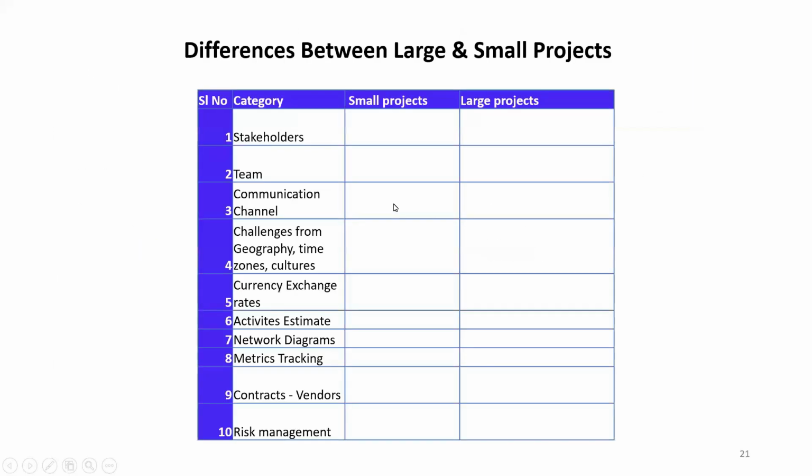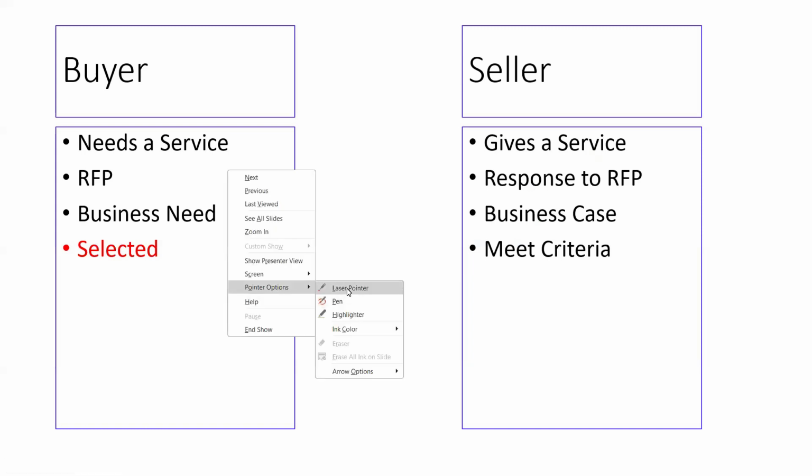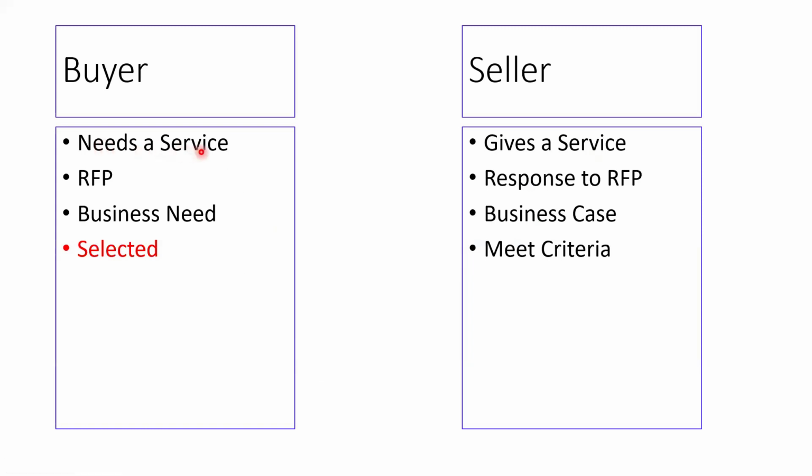So now consider two parties. One is the buyer and one is the seller. Let's go ahead and see. Let's say the buyer needs a service. Now to get the service done, he or she prepares an RFP, request for proposal, and then submits this. That's the business need for this to be done. Once the RFP is out, the sellers who provide the services give a response to the RFP, they prepare a business case, and then they are selected by the buyer once they meet the criteria.